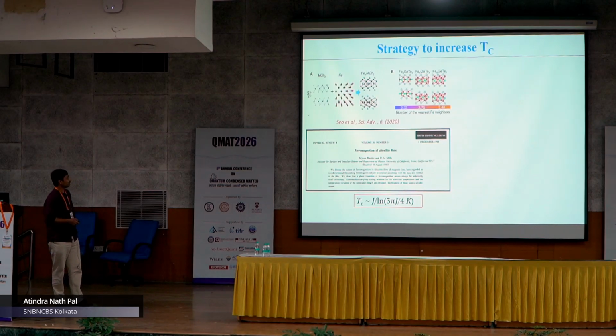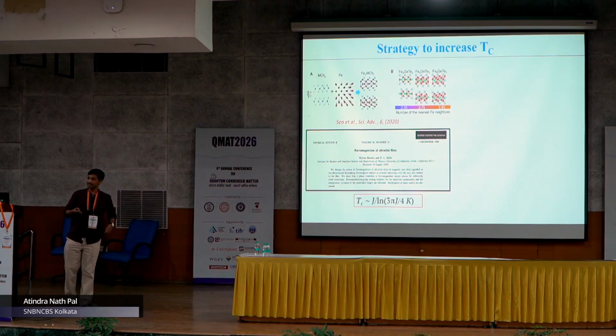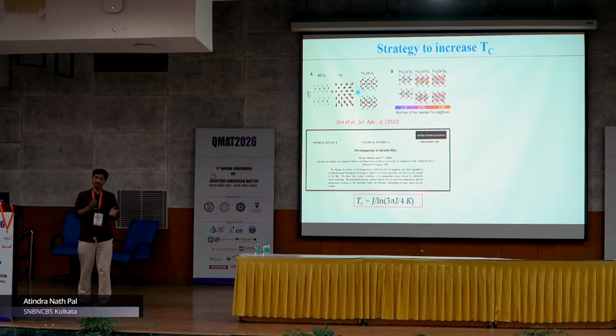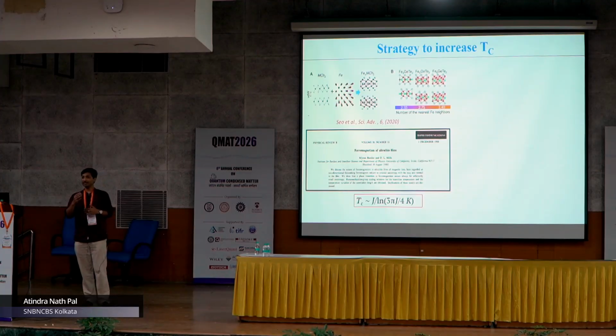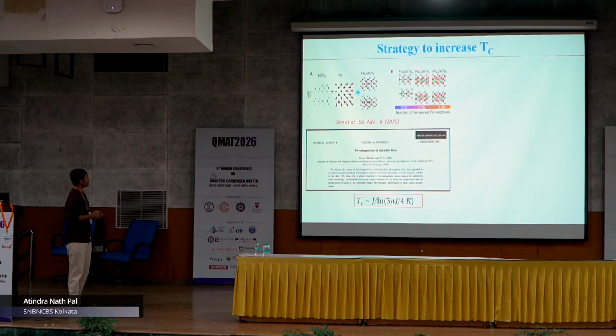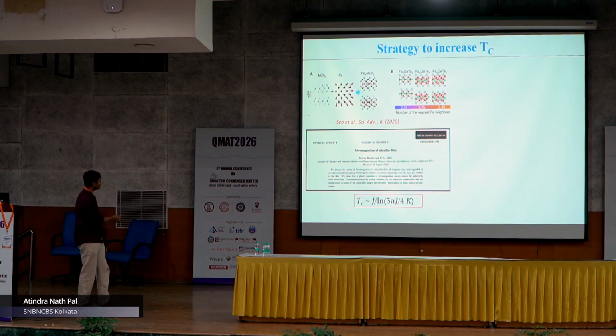Then after the discovery of van der Waals ferromagnetism, like CrI3 and this CrX3 family, they found that the TC is very low, around 30-40 Kelvin or 60 Kelvin. So people are trying to increase the TC. One idea is to increase the exchange interaction J. You want a van der Waals kind of structure so that you can thin down the layer.